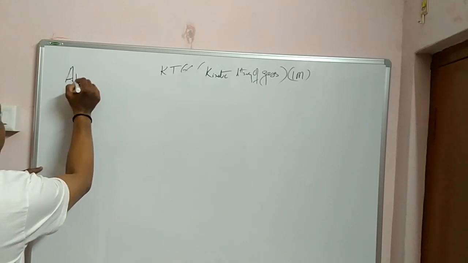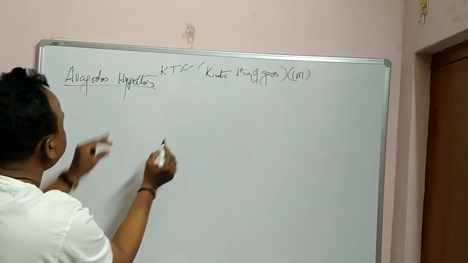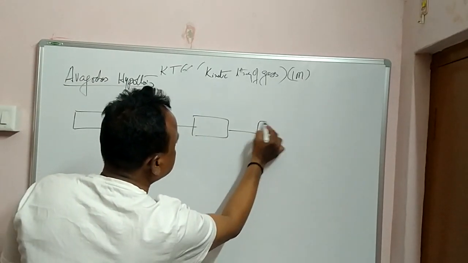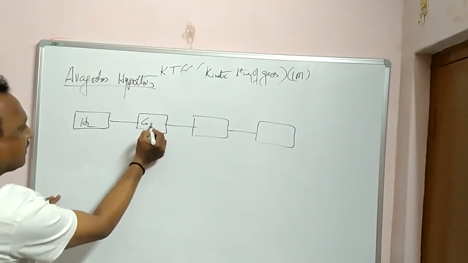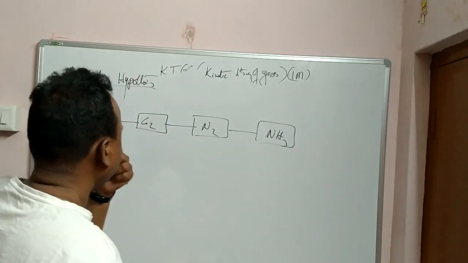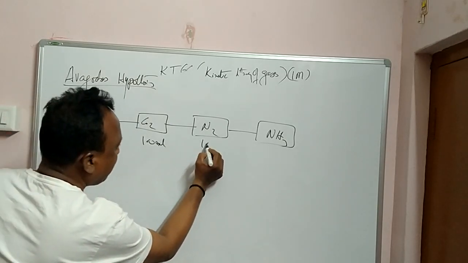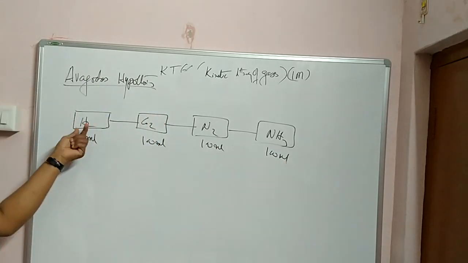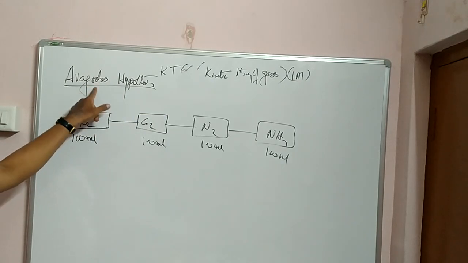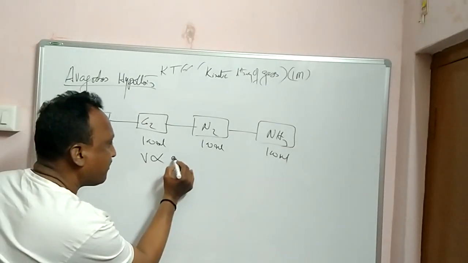According to Avogadro's hypothesis, for example, you take different gas molecules: hydrogen, carbon dioxide, nitrogen, or any other gas like NH3. Take equal volumes, 100 ml each. That means I have taken H2, carbon dioxide, N2, and NH3. Any gas you can take. Avogadro says equal volumes of all gases under the same temperature and pressure contain an equal number of moles or molecules.